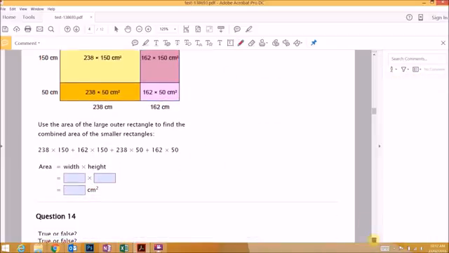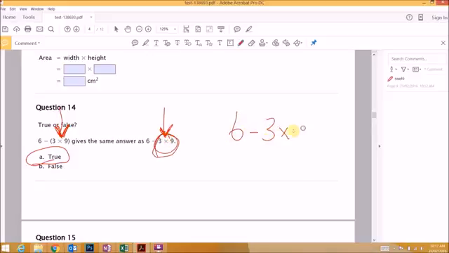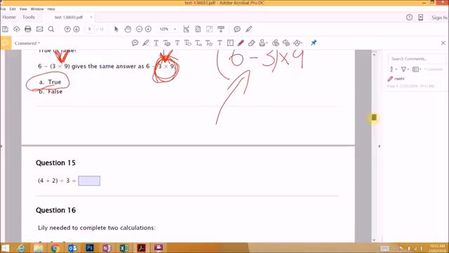Next question. Question 14, true or false? 6 minus 3 times 9 gives the same answer as 6 minus 3 times 9. Well, order of operations tells us we must do multiplication first, which is what those brackets are telling us as well. So that would be true, because we have to do the 3 times 9 first anyway. If it was written like this, then it would be false, because we'd have to do the 6 minus 3 first. But because the brackets are under 3 times 9, it's true.